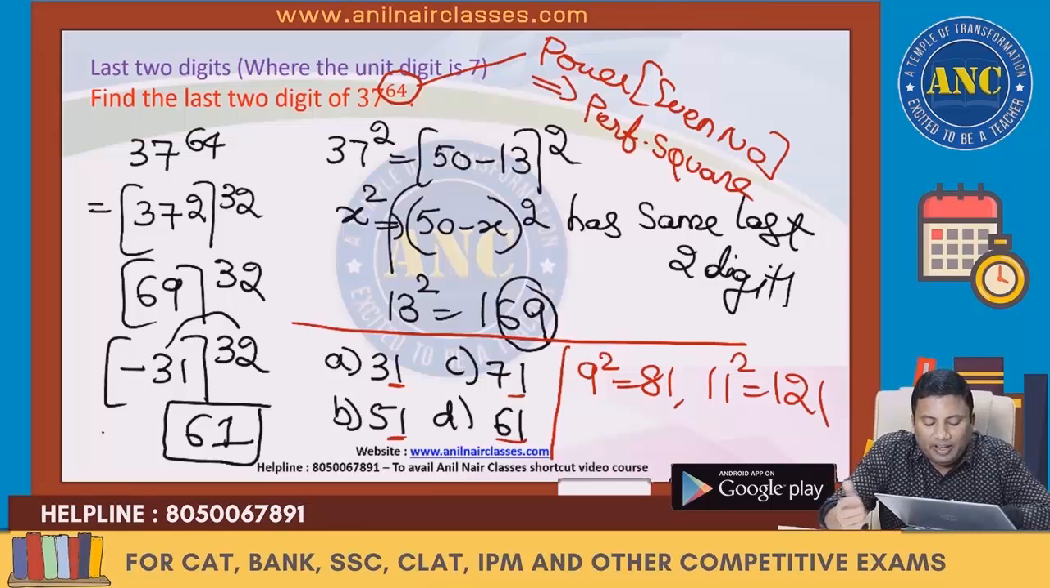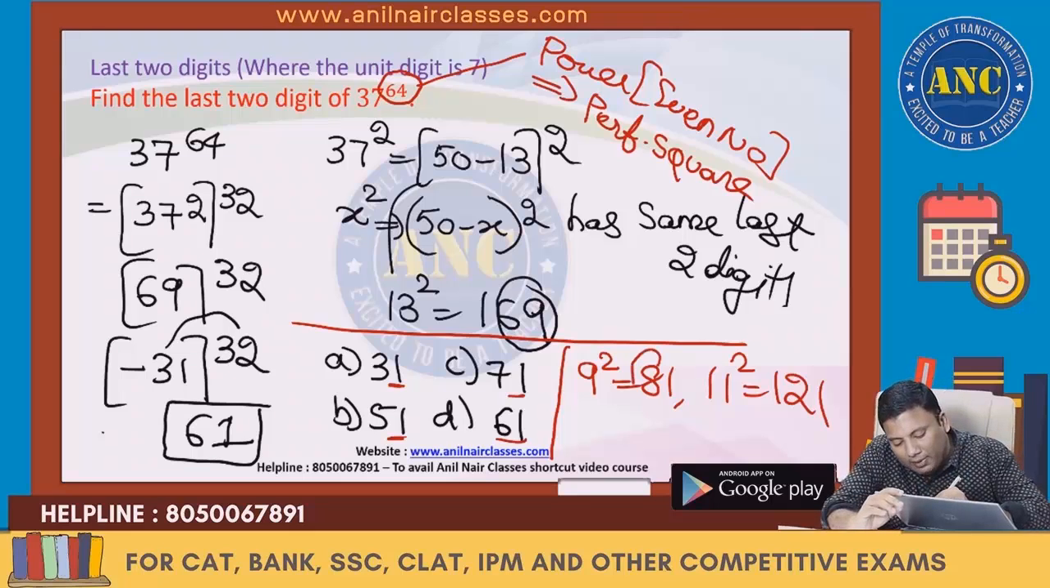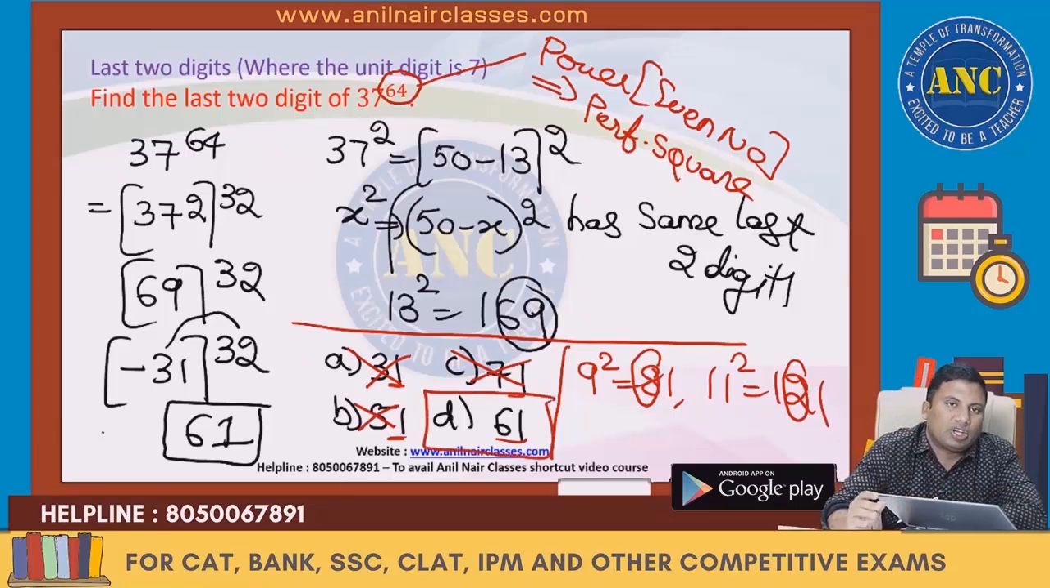You can do it very, very fast once you have understood the speed calculation class. In all these numbers the tens place is even. So 31, 51, 71 are out. The answer for this question is 61.